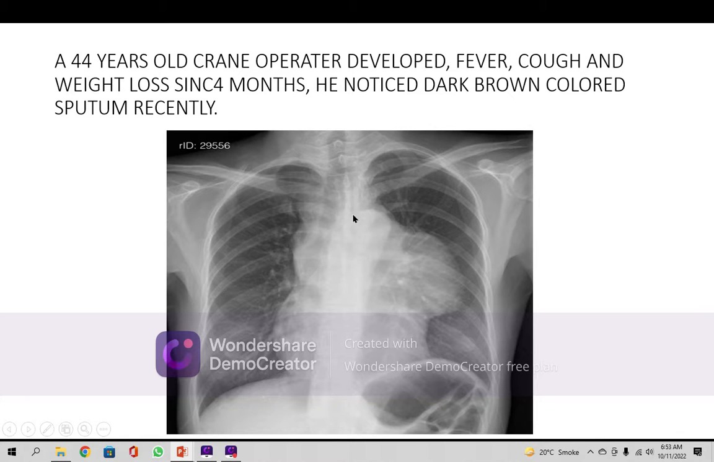Other routine investigations should be done along with that. Sputum should be done in this patient to exclude tuberculosis, because it may be a tuberculoma, a big tuberculoma, although it is not a very common presentation of tuberculosis.